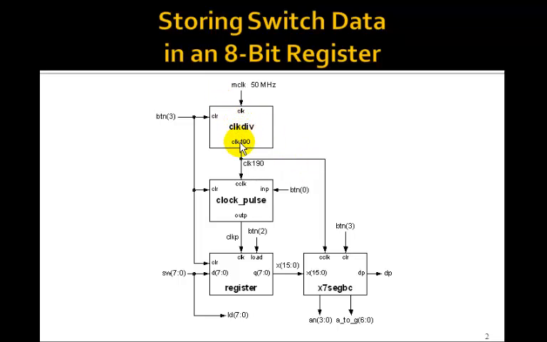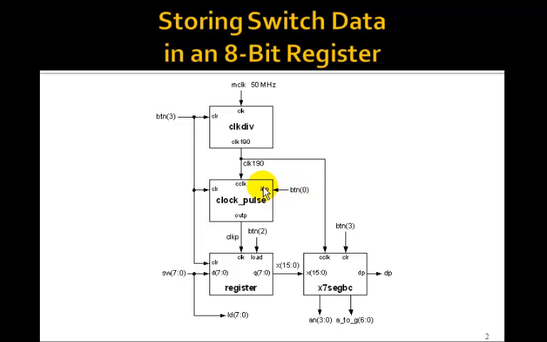The clock div will bring out clock 190, that is 190 hertz pulse. We'll use that to drive our clock pulse component as well as X7 seg BC. Remember, the 50 megahertz M clock is the input to here. We'll use button 3 to clear all of these modules. We'll use button 0 as the input.